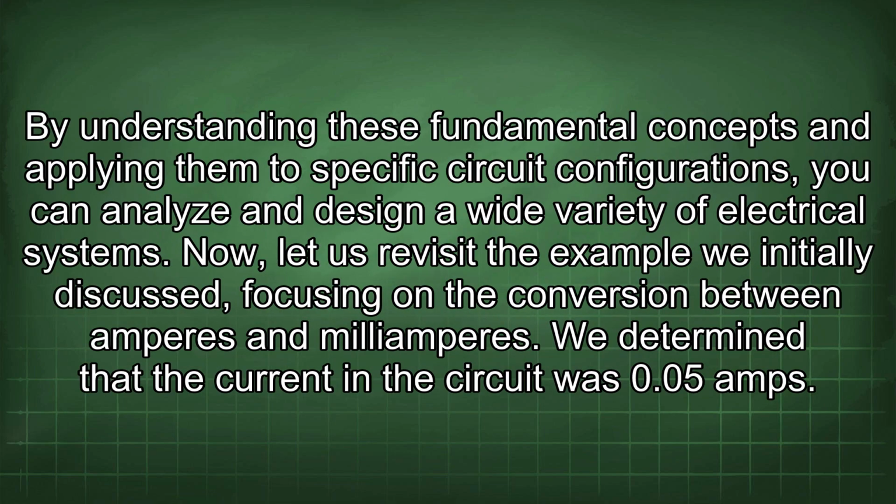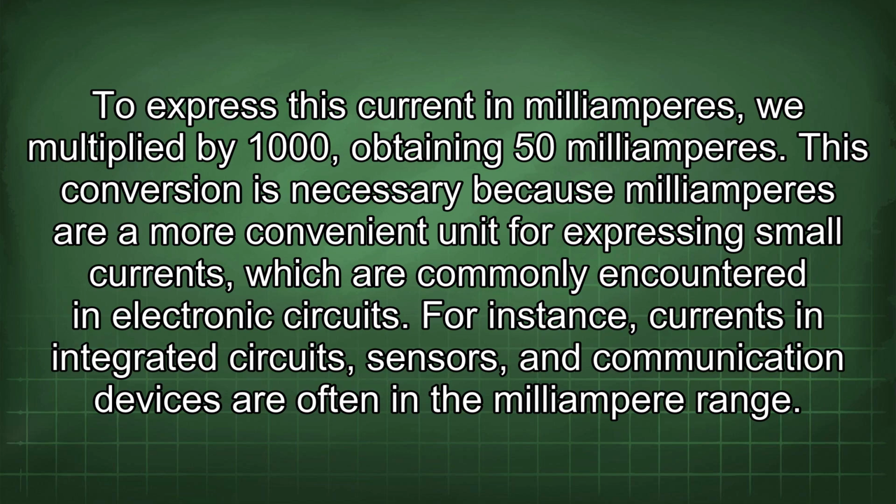By understanding these fundamental concepts and applying them to specific circuit configurations, you can analyze and design a wide variety of electrical systems. Now let us revisit the example we initially discussed, focusing on the conversion between amperes and milliamperes. We determined that the current in the circuit was 0.5 amps. To express this current in milliamperes, we multiplied by 1000, obtaining 50 milliamperes.